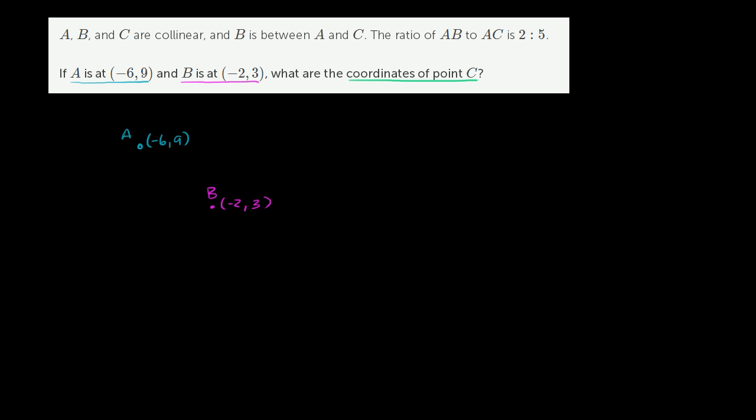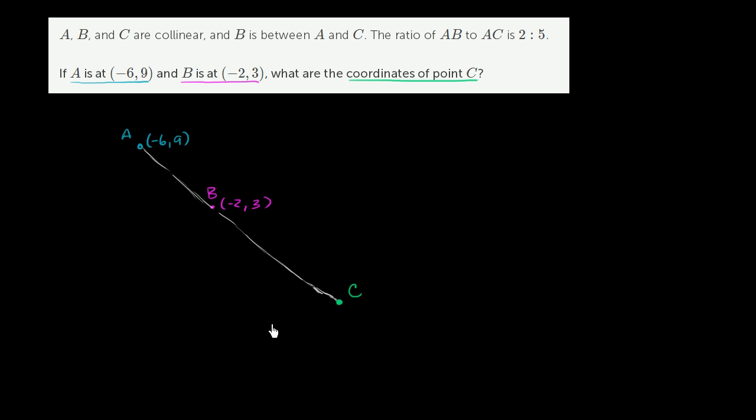And C is going to be colinear. So we're going to go along the same line. So let me draw that line right now. And they tell us that the ratio of AB to AC is 2 to 5. So B is going to be 2/5 of the way. Let's say C is, I'm just trying to eyeball it right now, right over here. And we don't know C's coordinates.